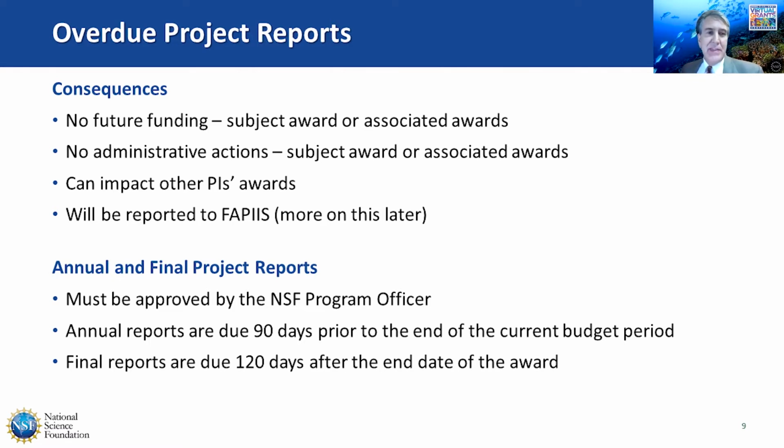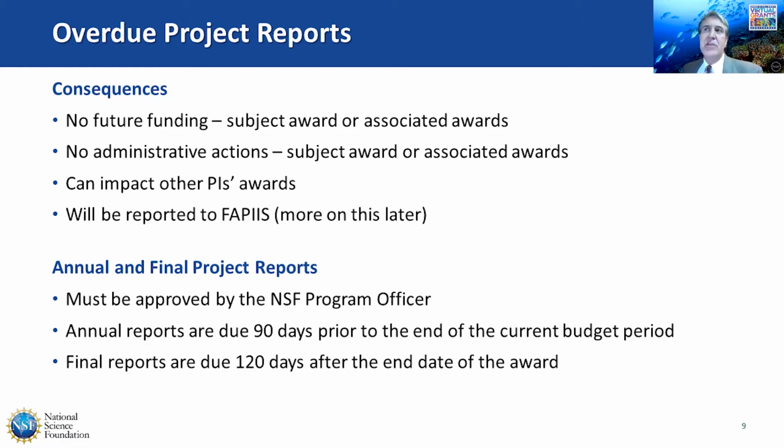The last bullet there under consequences is that under the new uniform guidance, the new 2 CFR 200 that came out August 13th, NSF as well as other federal agencies will need to start reporting anyone that has overdue final project reports or any reports after 1 year from the end date of the award. They will be reported to FAPIIS, the Federal Awardee Performance and Integrity Information System, I believe, and we'll talk a little bit more about that later.